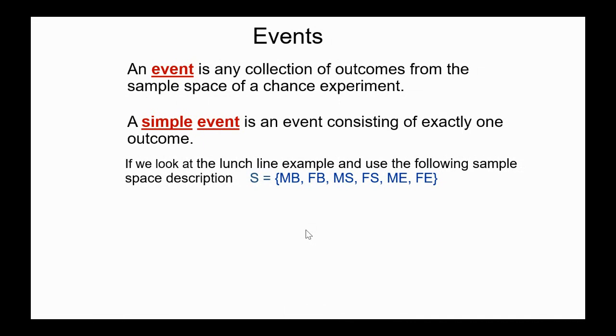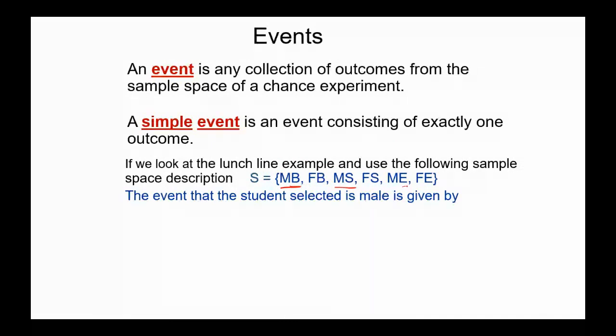So let's think back to our lunch line example. If I wanted the event that the student selected is a male, which one of our options deals with that? Male burger, male salad, male entree. That would be the event that the student selected is male. So on your notes, it has the word male. You could also, instead of saying male, just say capital M equals, and then in the brackets, list your male outcomes.